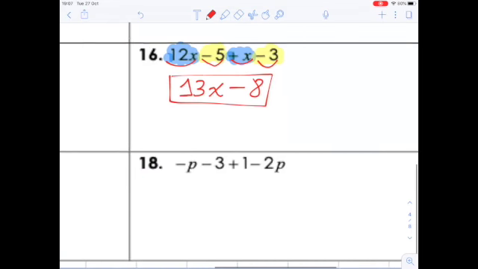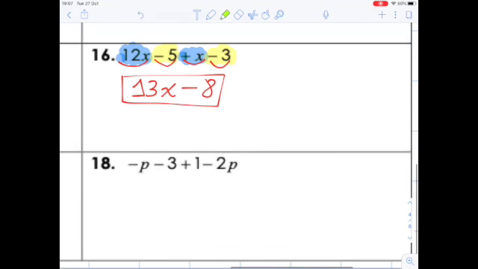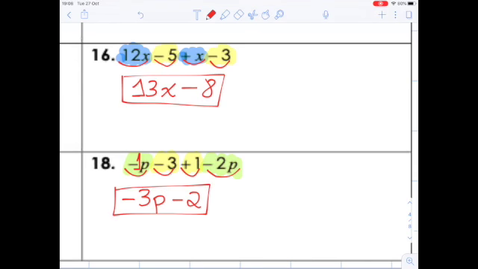And finally, number 18, I have minus p minus 3 plus 1 minus 2p. The p terms are like terms, so negative p and negative 2p, and minus 3 and plus 1 are like terms. So we can combine them. We're going to have minus p minus 2p, minus 3 plus 1, right? Minus 1 minus 2 gives me minus 3p, and minus 3 plus 1 gives me a negative 2.